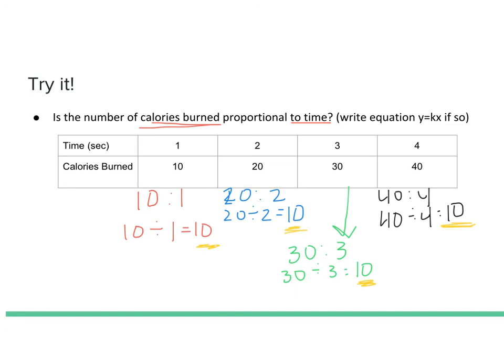So if I were to write that equation, I'm going to come back up here to the top. So remember, we use the form y equals kx. And we know our unit rate for this one is 10. So we have y equals 10x.